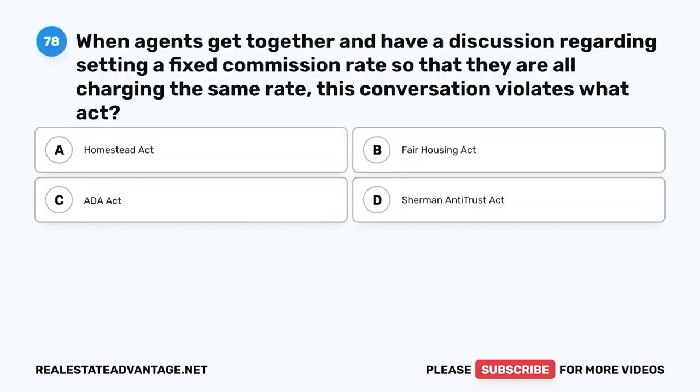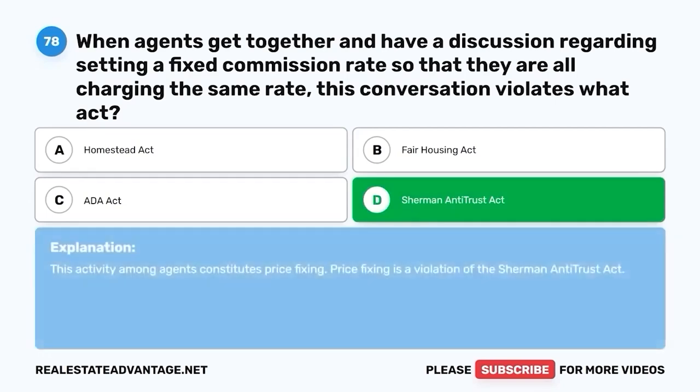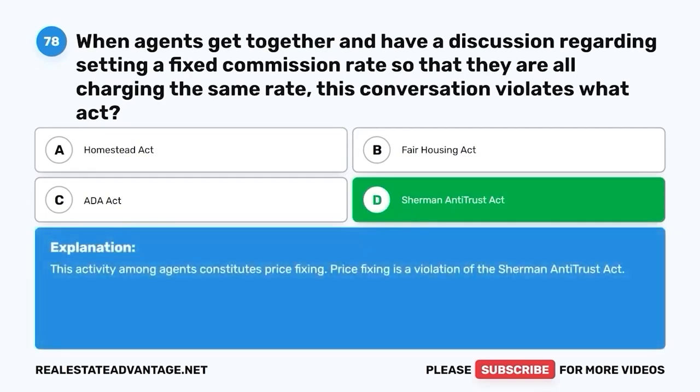Question 78. When agents get together and have a discussion regarding setting a fixed commission rate so that they are all charging the same rate, this conversation violates what act? A. Homestead Act. B. Fair Housing Act. C. ADA Act. D. Sherman Antitrust Act. The correct answer is D. Sherman Antitrust Act. This activity among agents constitutes price fixing. Price fixing is a violation of the Sherman Antitrust Act.